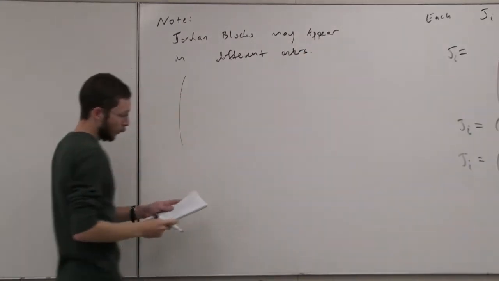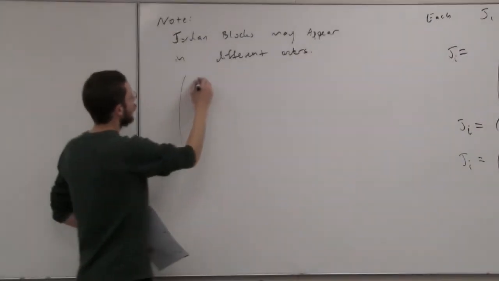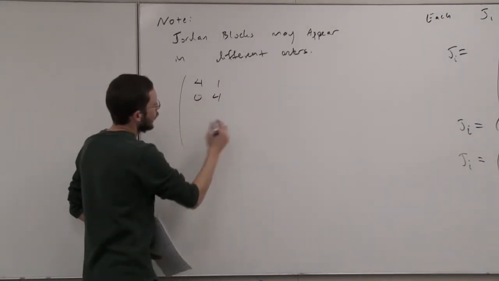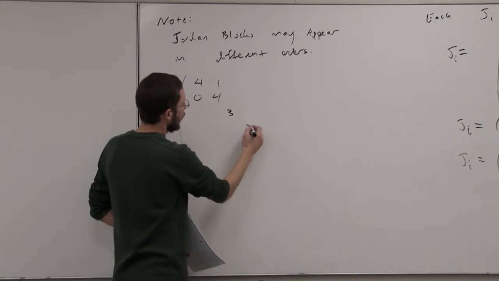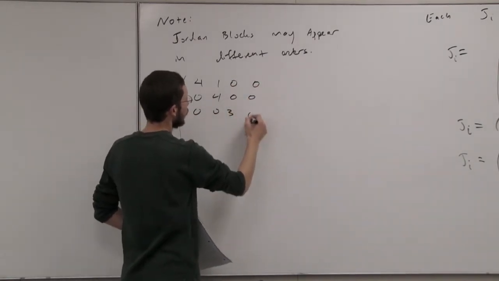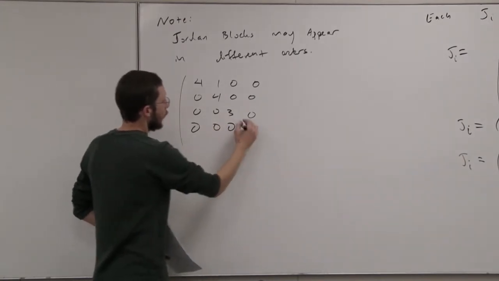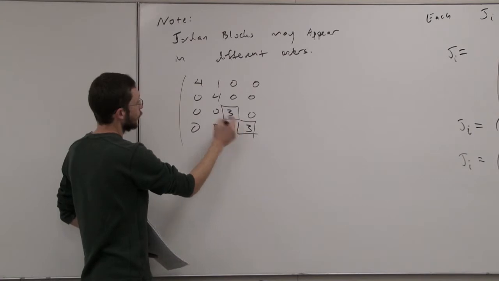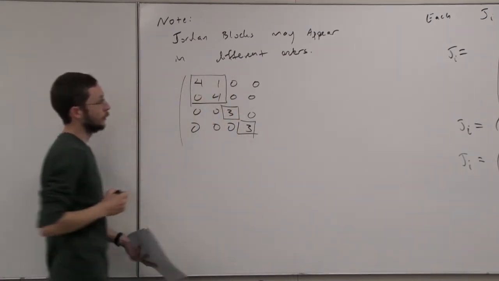So we may have one Jordan block, 4, 1, 0, 4. And then we may have two other Jordan blocks, 3 and 3. Anytime you have just a single value like that, that's its own little Jordan block. And then you've got this 2 by 2 Jordan block here.